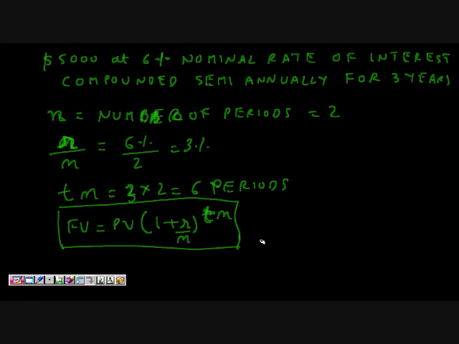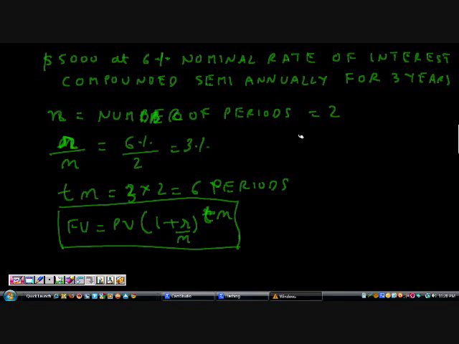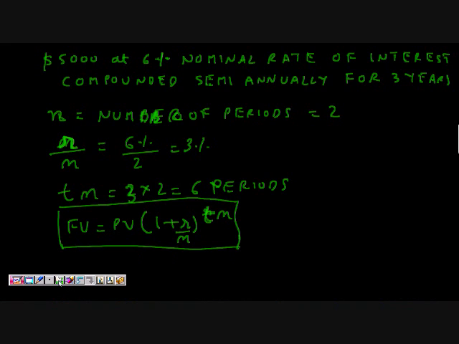So future value is equal to present value times (1 + r/n) raised to tn. Let's try to find out what the interest value will be after 3 years. We have present value of $5,000. We are given that r is 6%, t is 3 years, and n is equal to 2.